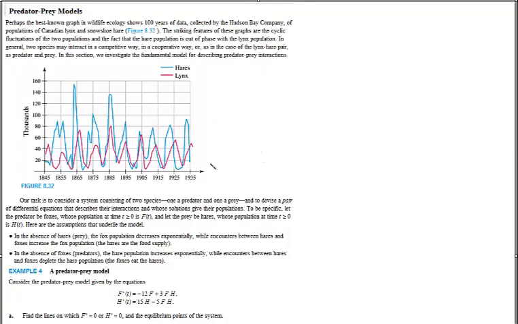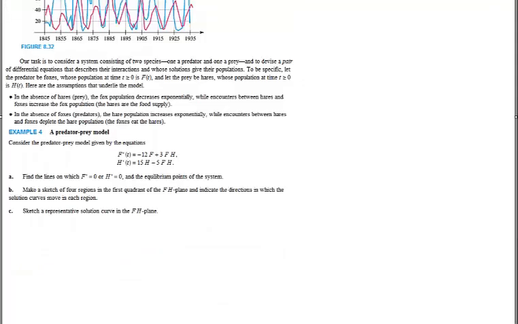Alright, let's look at what happens with the hare lynx models. We see that as our lynx population increases, they need more food, so they eat more hares, and the hare population goes down. Once the lynx population goes down, then the hare population starts to rise, and it keeps in this cyclic pattern over and over. And we can model that with our differential equations.